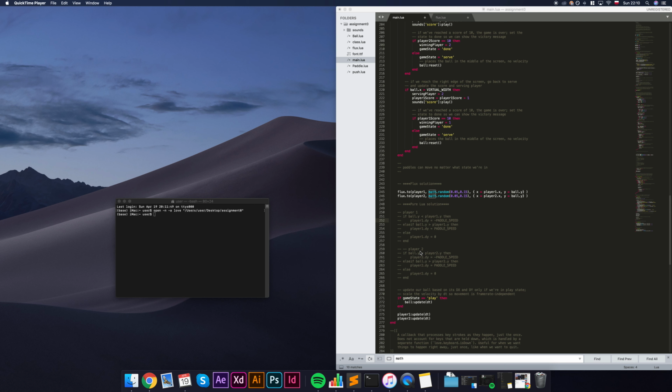So the solution I found was to use the flux library, and with that library you set up the delay, which in this case is a randomized number between 0.05 and 0.15, so a fraction of a second.